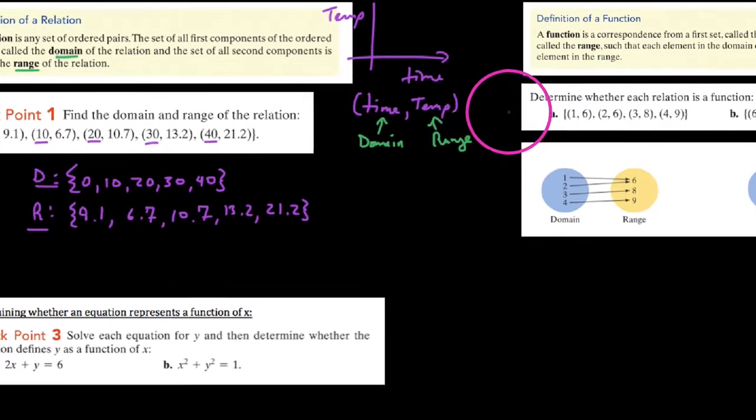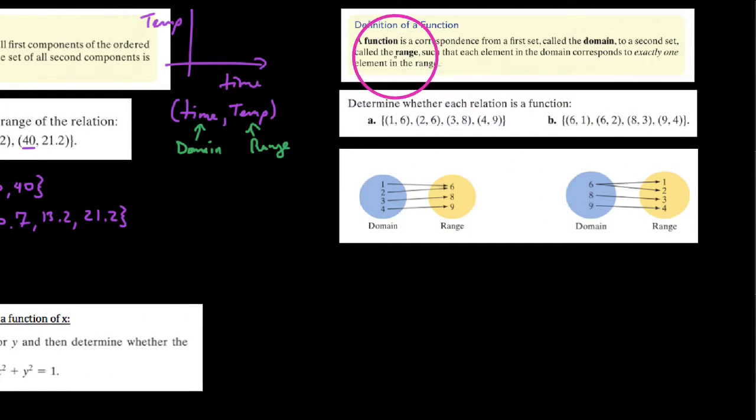So what I'd like to do now is define what a function is. A function is a correspondence from a first set called the domain to a second set called the range. In other words, a function is a special relation. It maps domain elements to a second set called the range, such that each element in the domain corresponds to exactly one element in the range.